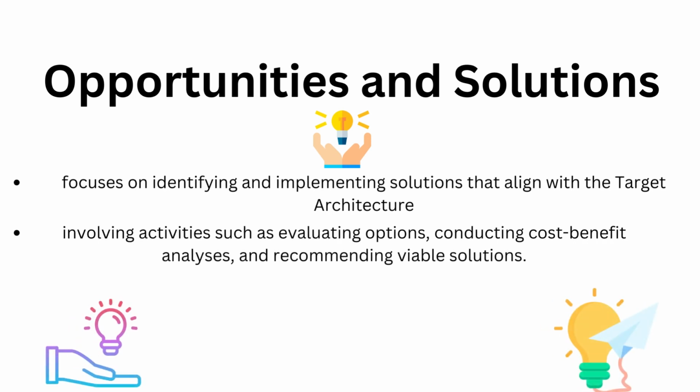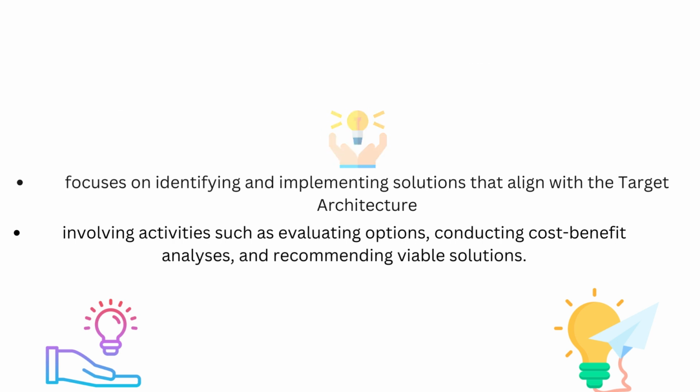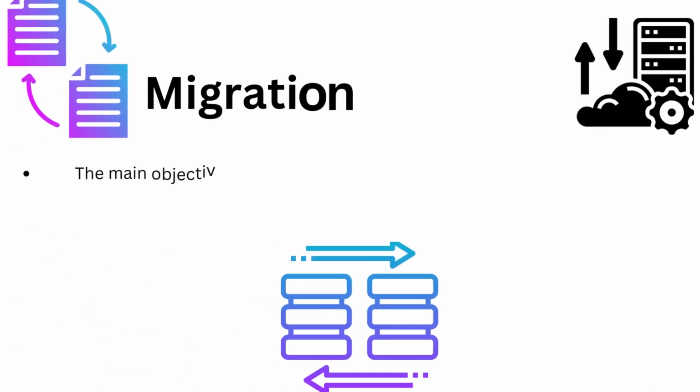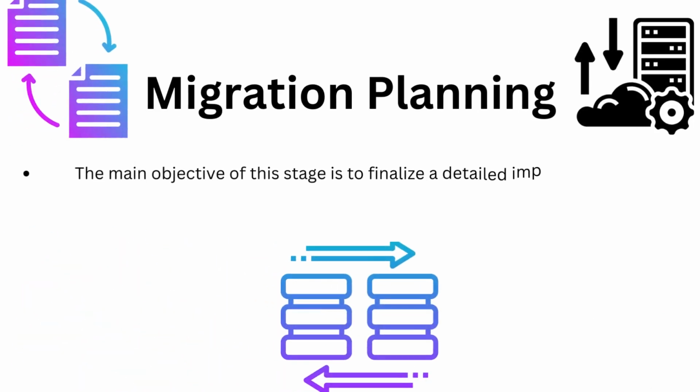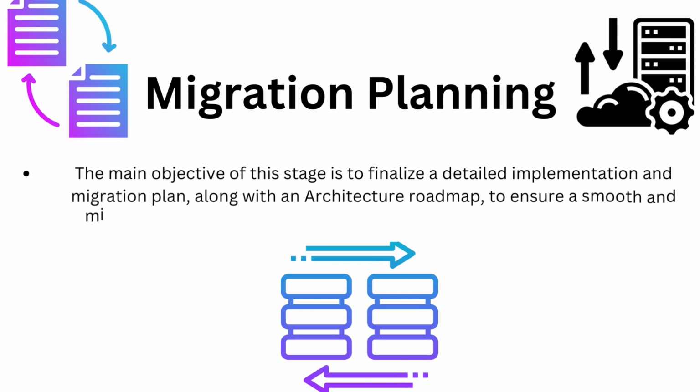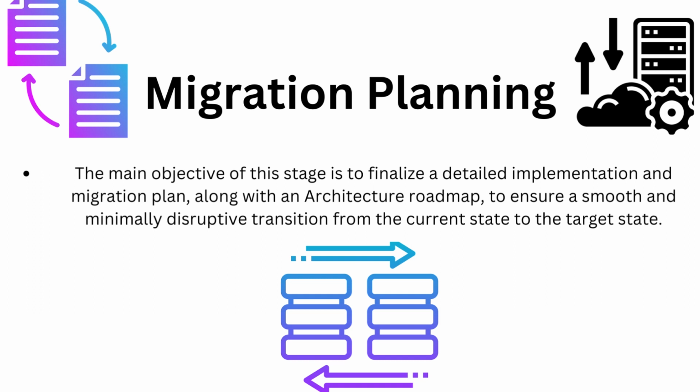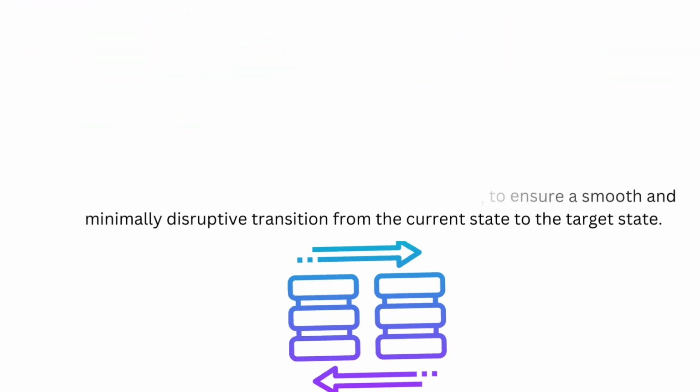Opportunities and solutions. This stage focuses on finding opportunities for delivering the target architecture. Activities involved under this phase include evaluating options, conducting cost-benefit analysis, and recommending viable solutions. Migration plan. Here, we finalize a detailed implementation and migration plan, along with an architecture roadmap. The goal is to minimize disruption and ensure a smooth transition from the current state to the target state.